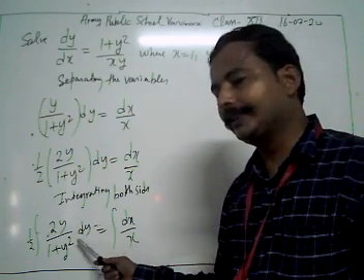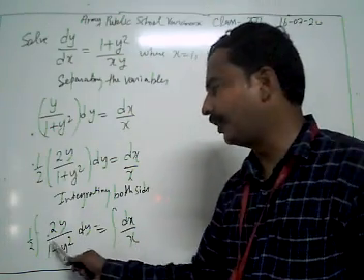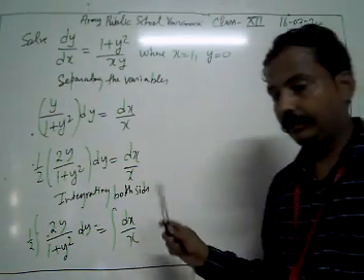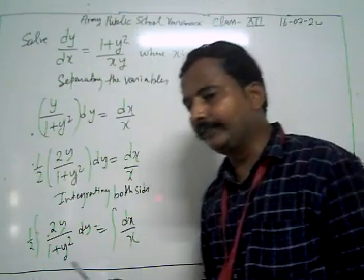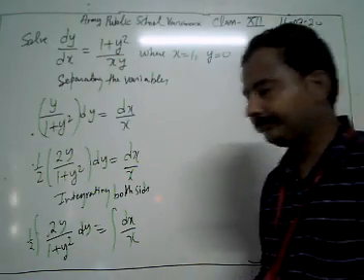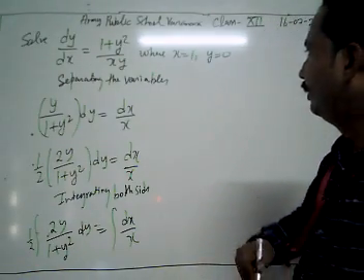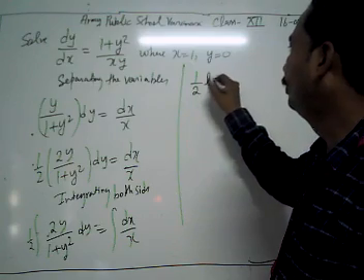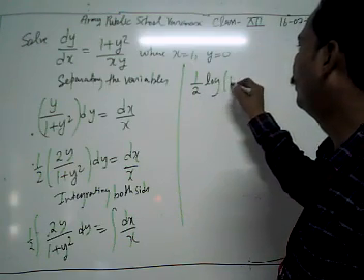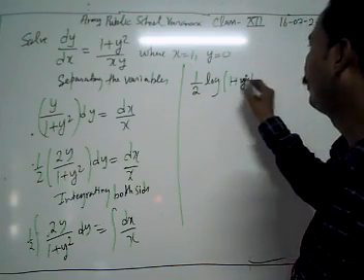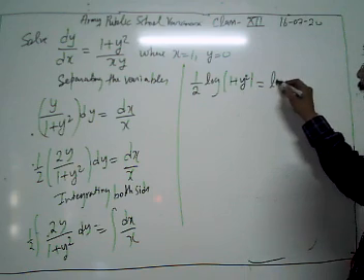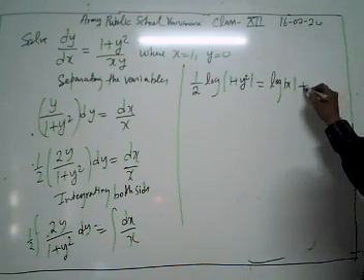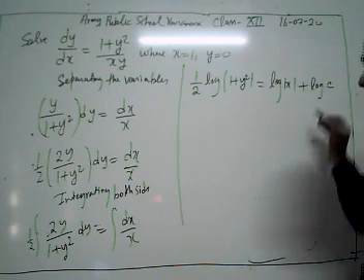The integration of f dash x upon f x is log f x. We get log here, and also log of x here. Now when we use our constant c, we take it as log c. After integration, what we have is 1 by 2 log of 1 plus y square, and here we get log x. Then we take the constant as log c.